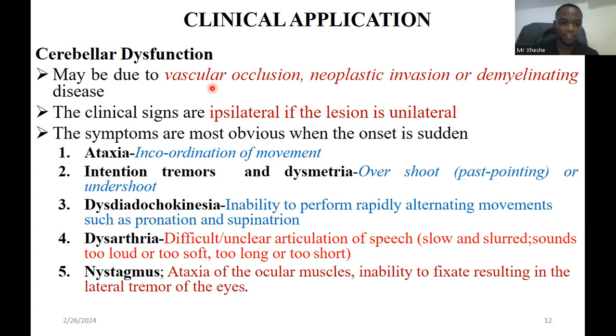Then you have a condition known as distal diadochokinesia. Diadochokinesia. I beg your pardon for that one. Just check the spelling for me. I have problems pronouncing such tongue-twisting words. So this is simply inability to perform rapidly alternating movements.